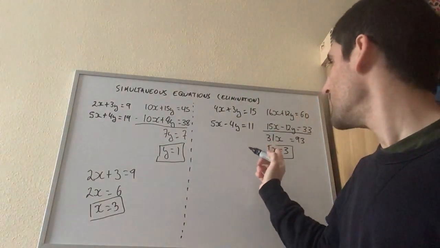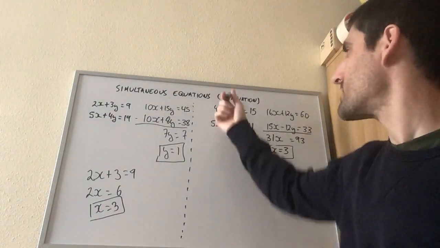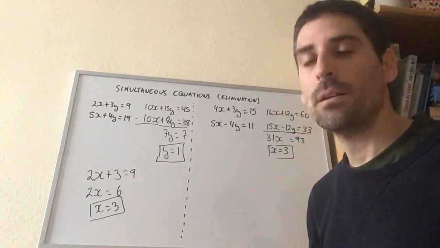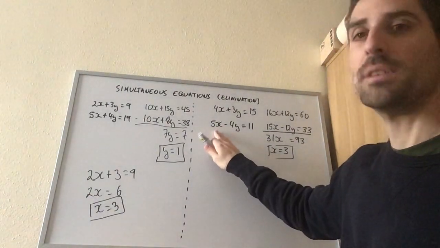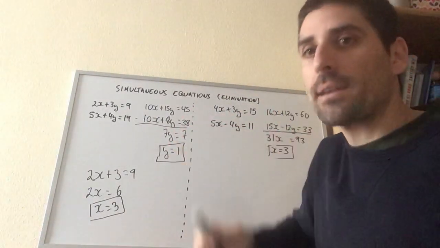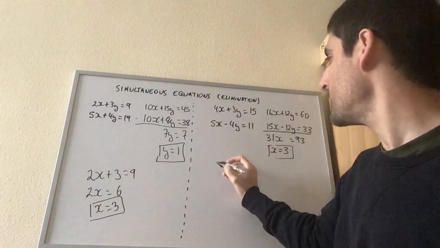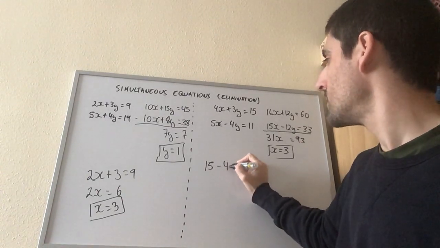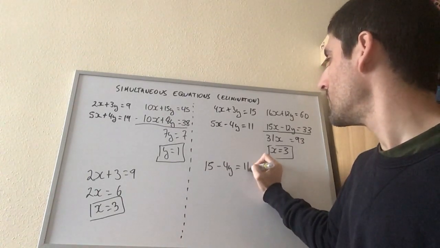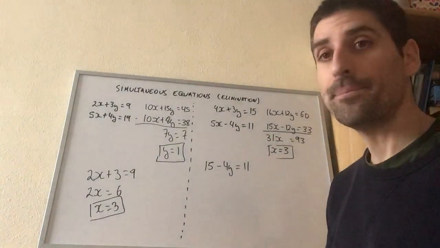Have I finished? Correct. I need to find y. So I'm going to take my x and I'm going to substitute it into any of the two first equations. This time I'm going to substitute it into the second one because I feel like it. It doesn't really make a difference. X is 3. 5 times 3 is 15 minus 4y equals 11.